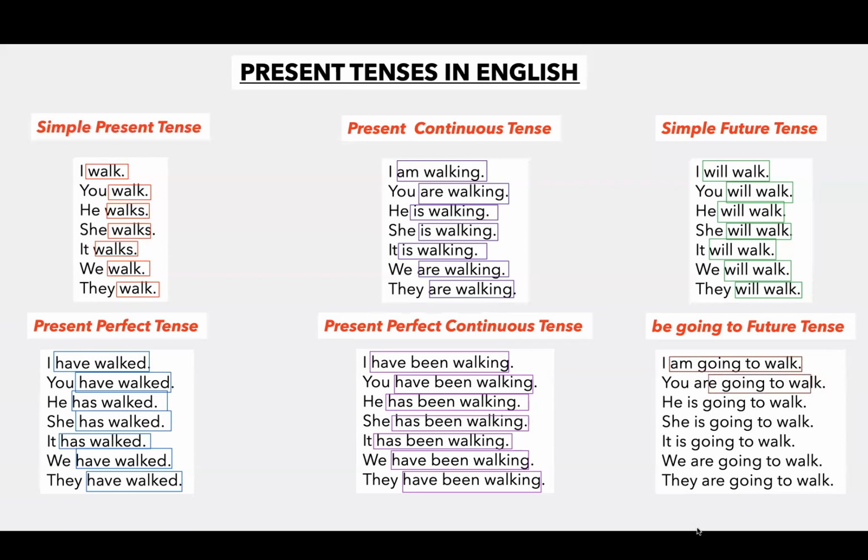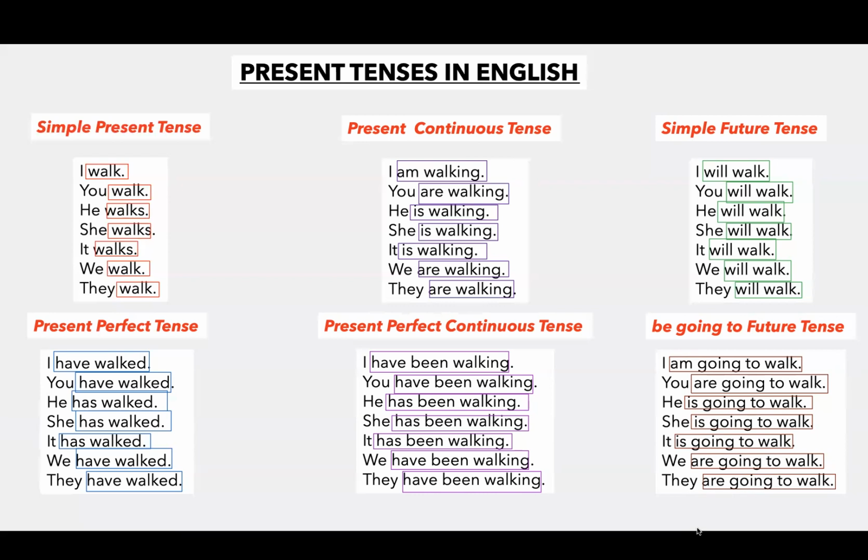You are going to walk. He is going to walk. She is going to walk. It is going to walk. We are going to walk. And they are going to walk. So here again, in this tense, like be going to future tense, we use the present form of the verb, walk. So all these verb tenses on my screen are under the category of present tenses in English.